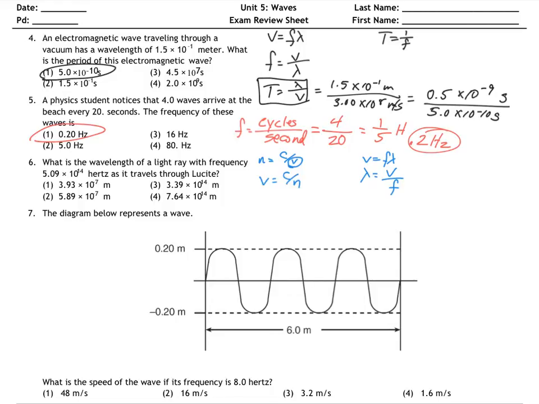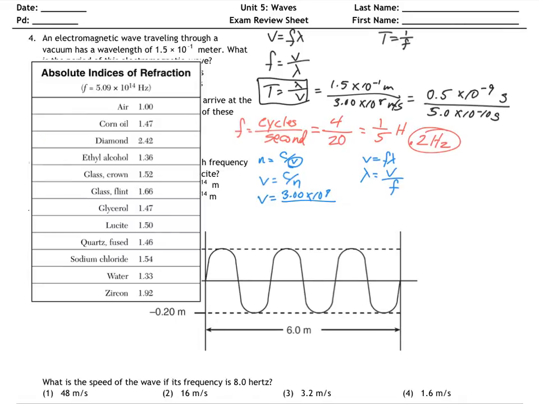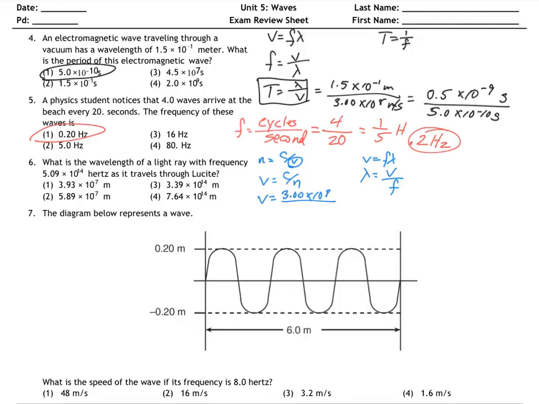So for the first equation, v is c over n, and c is the speed of light in a vacuum, so that's 3 by 10 to the 8th meters per second. And n is the index of refraction for lucite. You can see it right here, it's 1.5. And so, of course, you get as your velocity 2.00 by 10 to the 8th meters per second in lucite. So we'll use that velocity in our second part of this question.